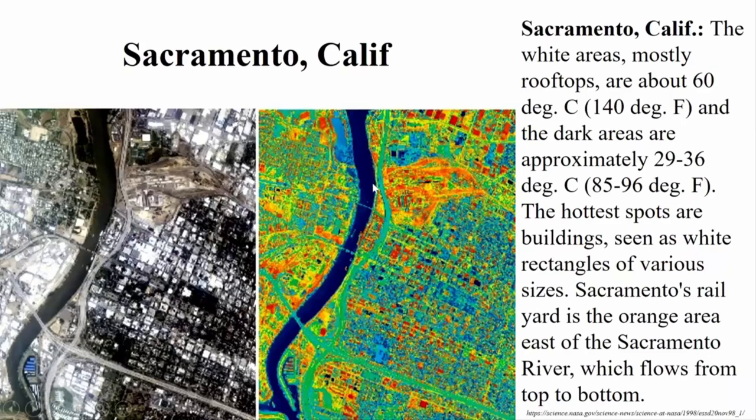the green color, as well as the water body that is shown in the blue color, as well as the green color area. They are having a temperature of approximately 29 to 36 degrees centigrade, that is 85 to 96 degrees Fahrenheit. The hottest spots are buildings, seen as the white rectangles of various sizes, and the rail yard in the orange color is also shown here. So this is also showing very high temperature.